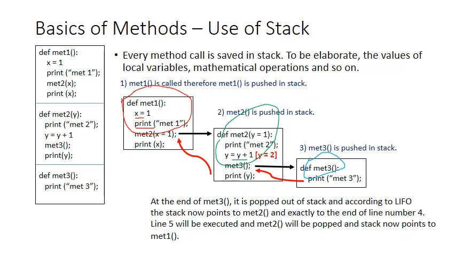stack. If you look at the square, which is circled red, this has been pushed in the stack. And while pushed, the local variable x, the methods print, method call, met2, and print, these are all saved in the stack.